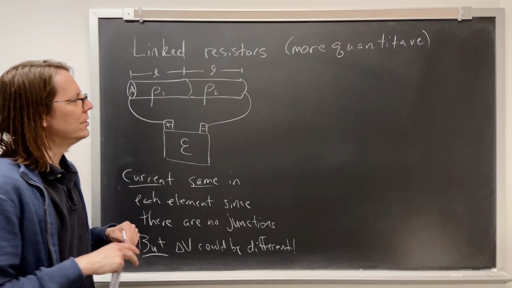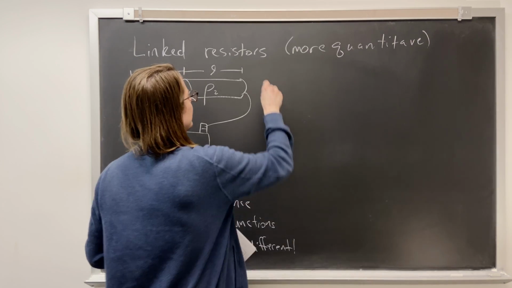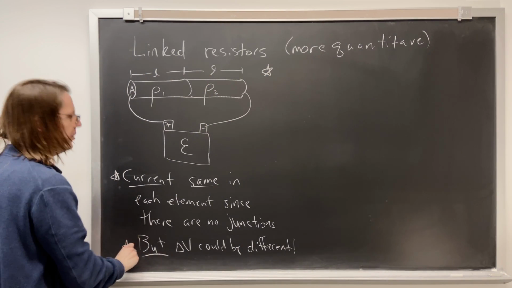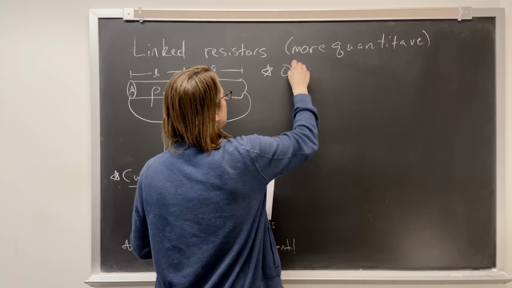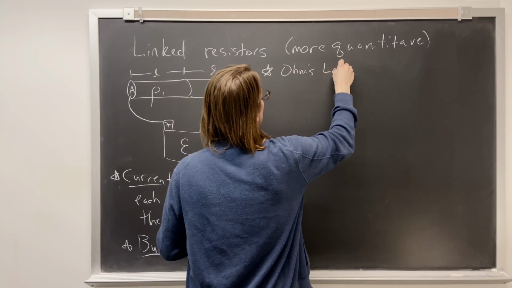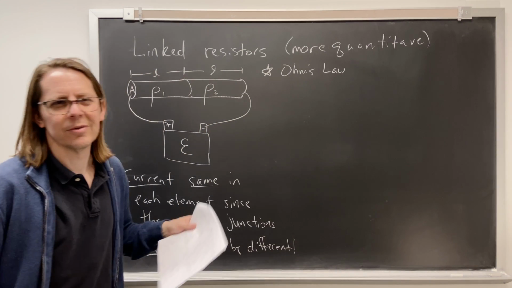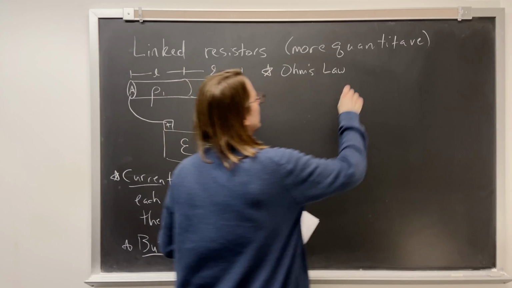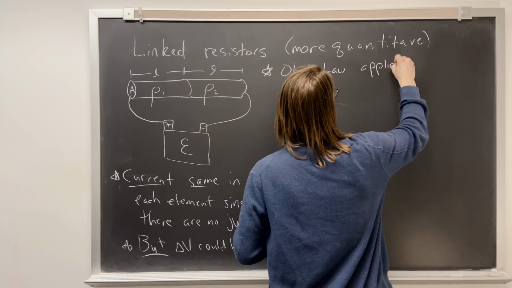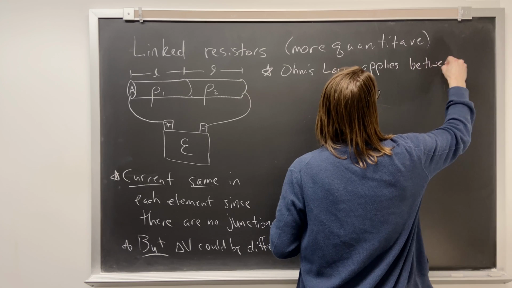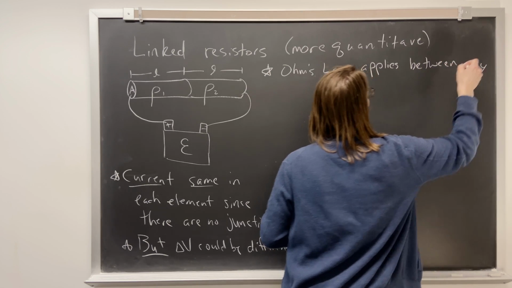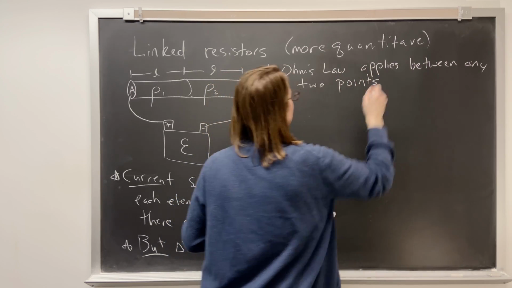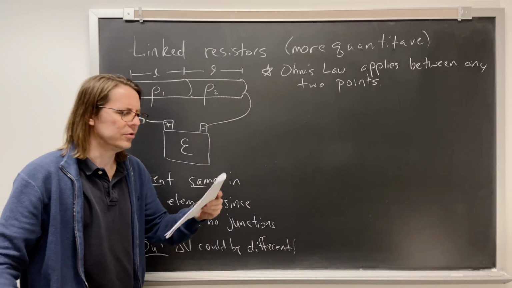And here is another one. This is more of a procedural insight. So there, the current's the same. Those are different. Here is Ohm's law. Ohm's law applies between any two points. Now I won't say in the circuit because this isn't a circuit yet. We're just talking about batteries and wires and resistors.